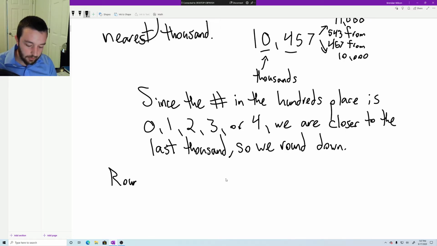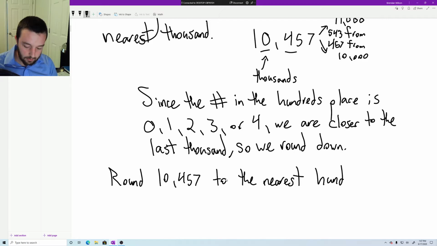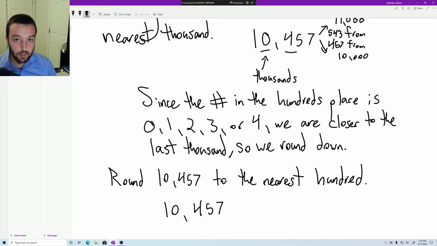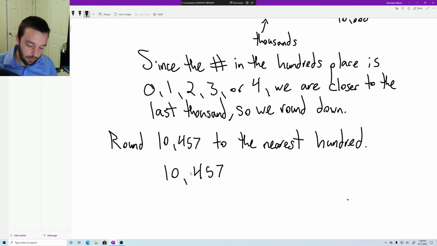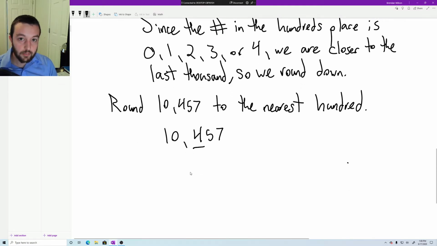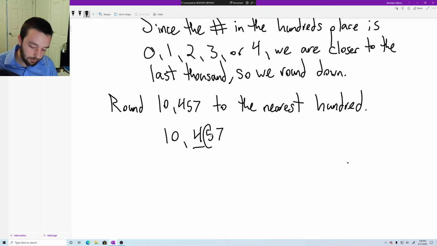If we want to round the same number to the nearest 100, okay. So now we have the same process, but we're going to do it with the hundreds place. We're going to locate where is the hundreds place, right? And the 7 is in the ones. So the 5 is in the tens, the 4 is in the hundreds. So this is the number we're looking at to round. So whether we round up or down depends on the number to the right of it, the number in the tens place, the 5, okay?